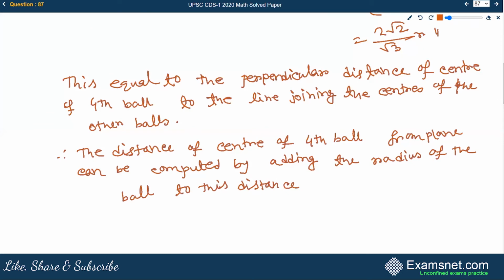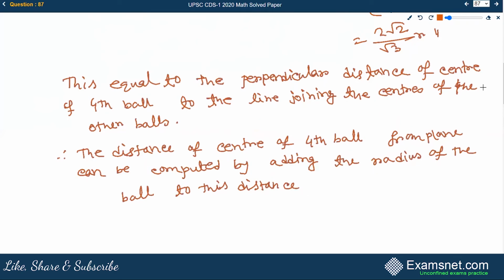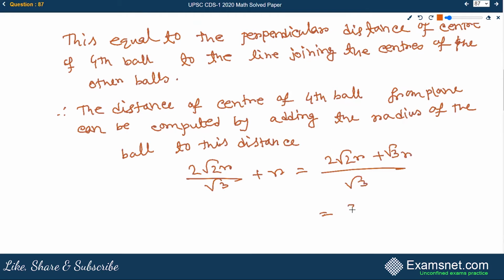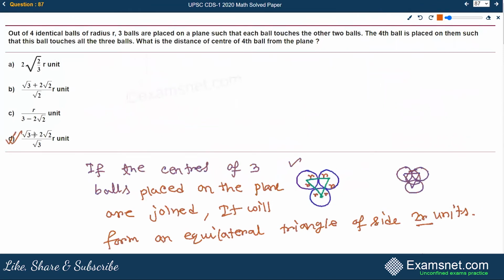Here we are required to find the distance of the center of the ball from the plane, right? So the distance of the center of the fourth ball from the plane is the height of the triangular pyramid plus the radius. So if we solve it, we will get (2 root 2 plus root 3) by root 3 r units. Here option D is the correct answer: (root 3 plus 2 root 2) by root 3 r unit.